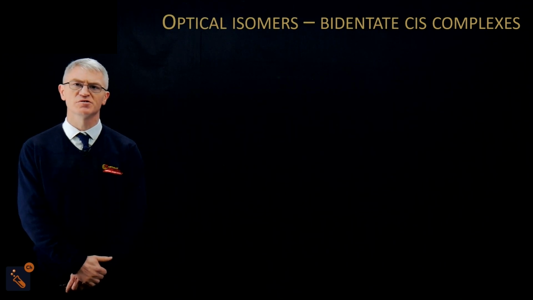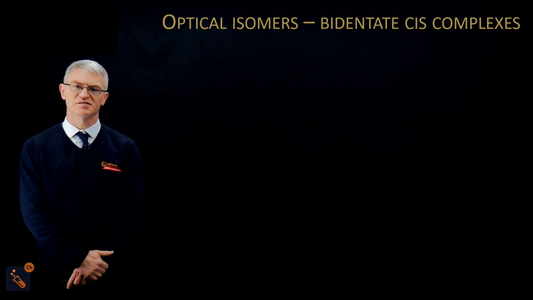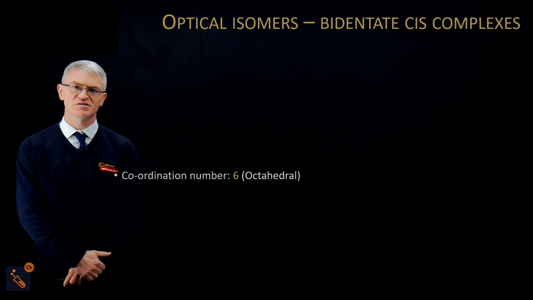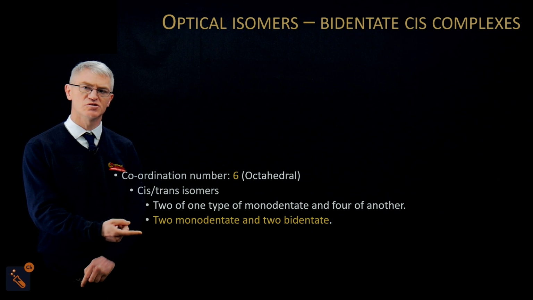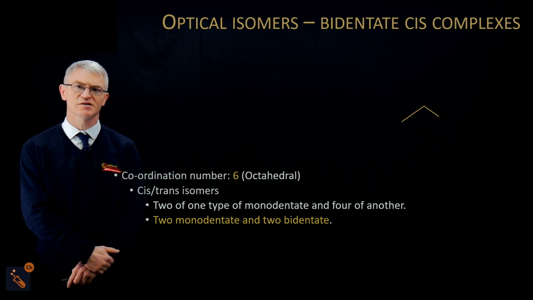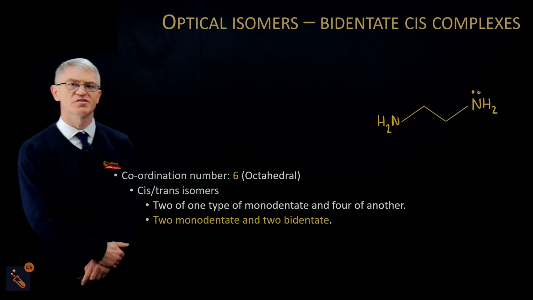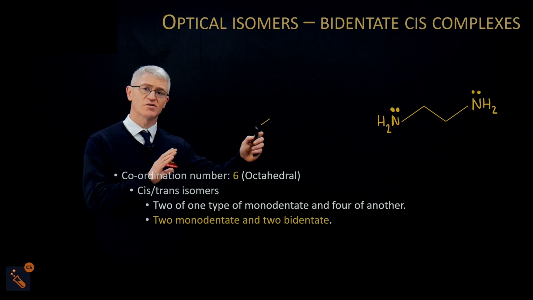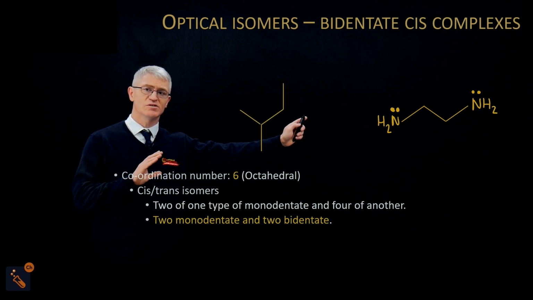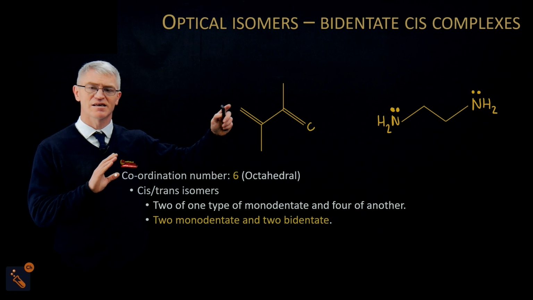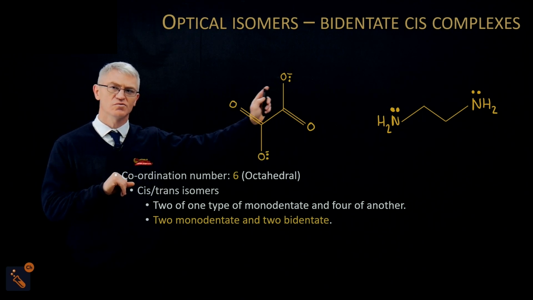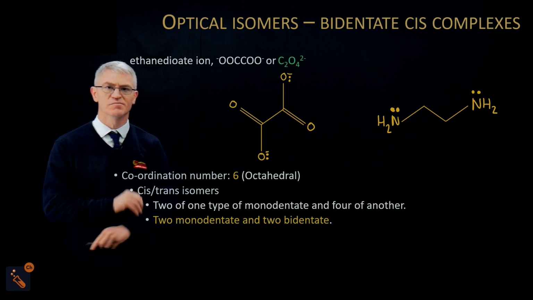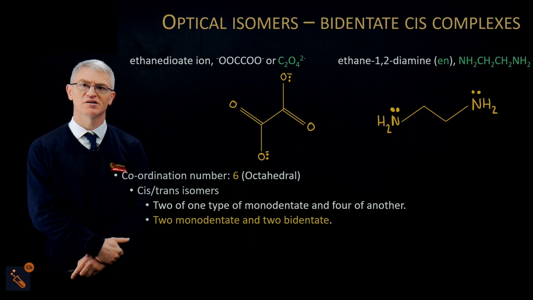So we're now going to move on to bidentate cis complexes and then move on to the optical version as well. So coordination number 6 again, octahedral, cis, trans isomers we're going to do, but this time we're going to do the 2 monodentate and 2 bidentate. Now remember, we've got these 2 types. We have got ethane-1,2-diamine, which is this one over here, and then there's ethanedioate, and then we've got all the lone pairs here, here, here, and here. Okay, and they're the 2 which we're going to use.